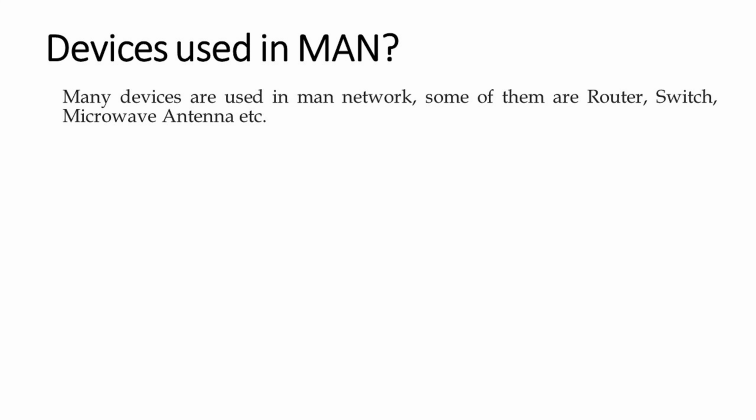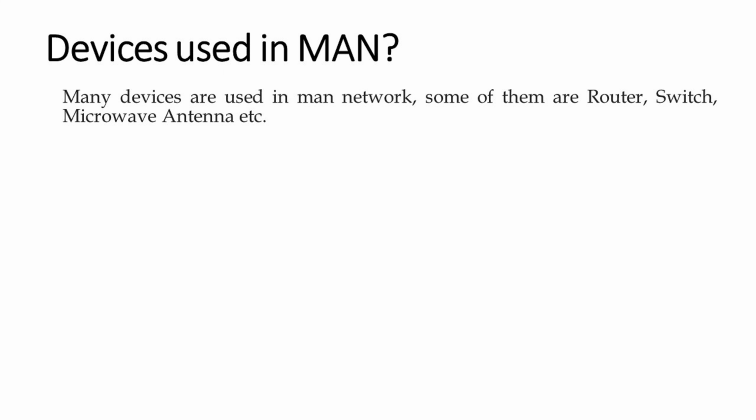Devices used in MAN. Many devices are used in MAN network. Some of them are router, switch, microwave antenna, etc. A router is a device which is made up of hardware and software. It is used in network creation. A router is a networking device that determines which path data packets take to their destination through different types of networks. In networking, a switch is a device that performs filtering and packet forwarding when exchanging data packets between different parts of a local area network.